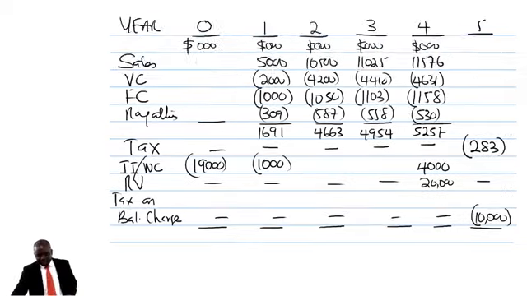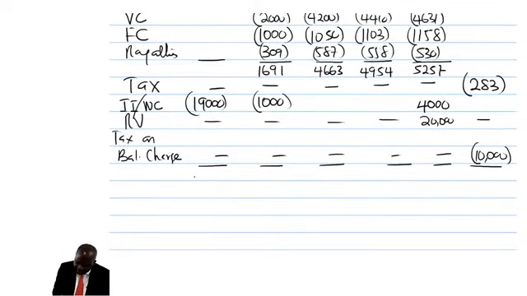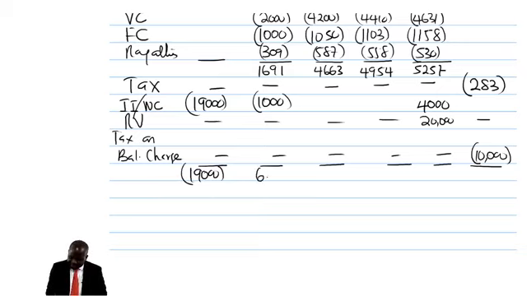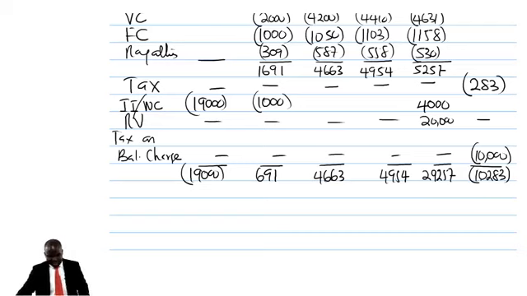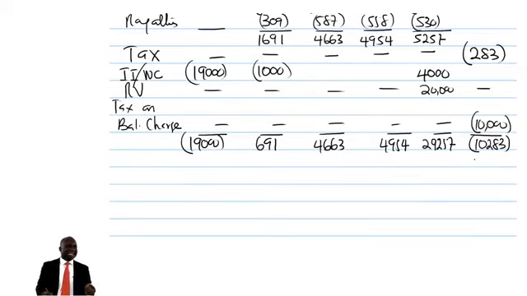So if I've got these net cash flows, let's sum them up. This is 19,000. If you sum this, it is 691. The other one is 4663, 4954, and then I have 29257, and the last one is 10283 minus. Okay, I have got the net cash flows in US.